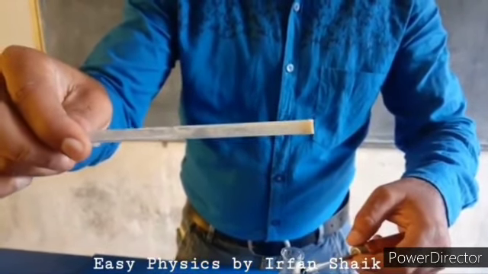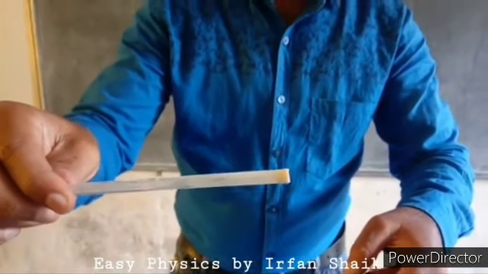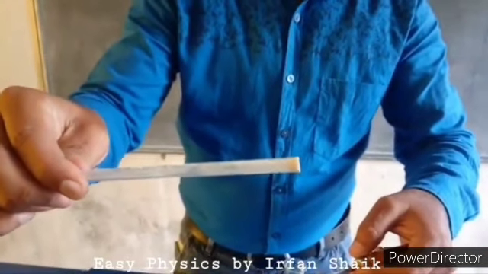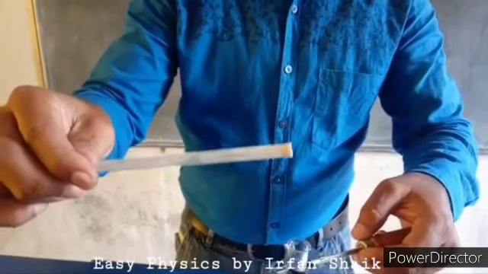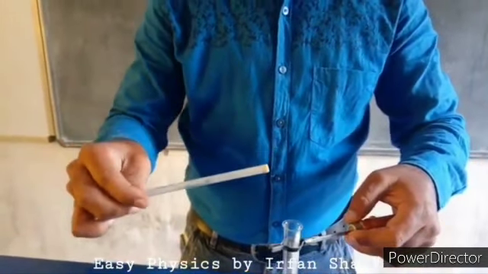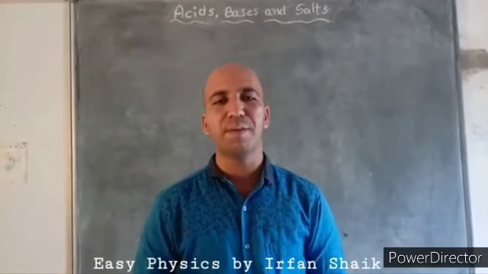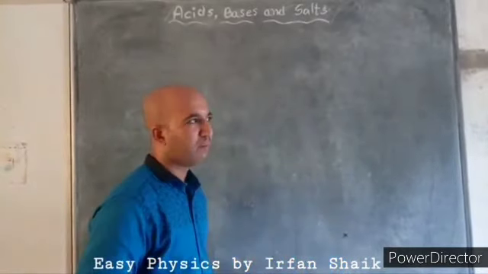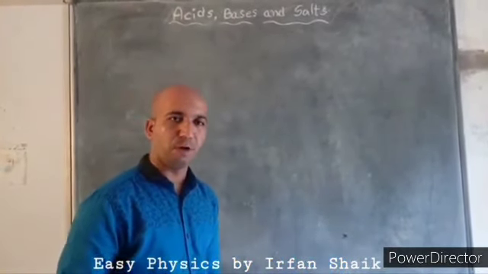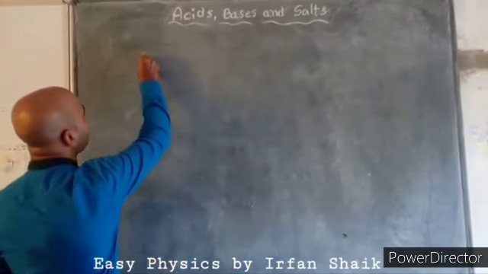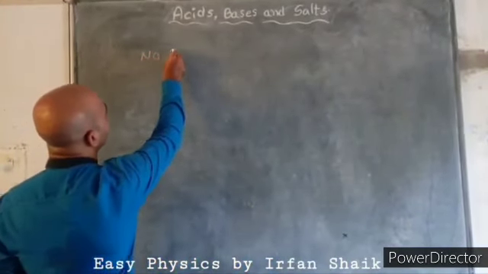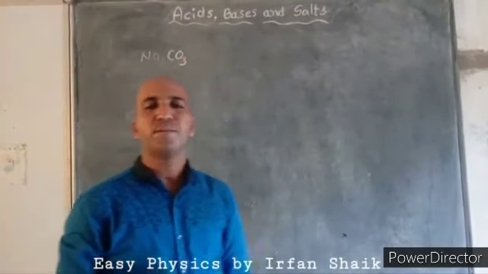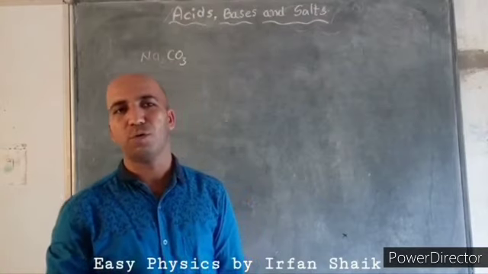Which gas does like this? Obviously the carbon dioxide. The carbon dioxide converts lime water into milky white color. So in this chemical reaction, carbon dioxide gas is evolving. To write this chemical reaction in the equation form, first we have sodium carbonate. So Na2CO3 is the formula of sodium carbonate. To this sodium carbonate, we have added diluted hydrochloric acid.